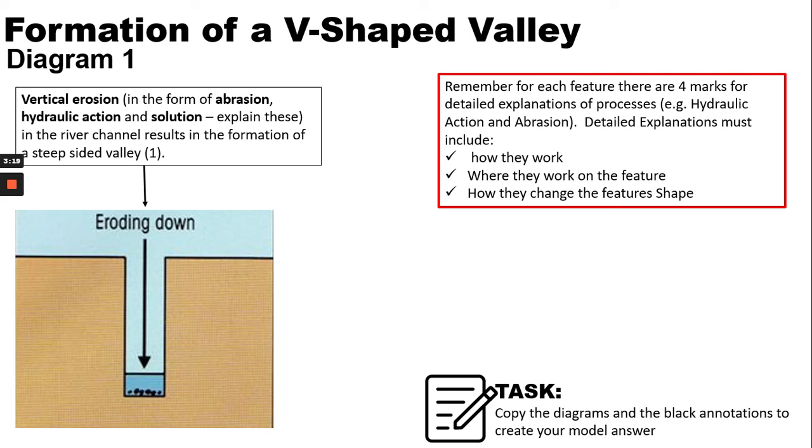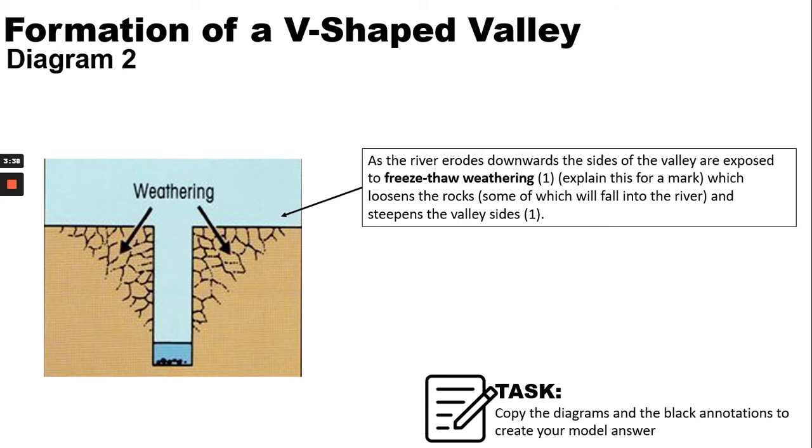And that would mainly be in the form of hydraulic action or abrasion or solution or attrition in the river channel, and that would result in a steep-sided valley. So vertical erosion, e.g. abrasion, hydraulic action in the river channel causing a steep-sided valley gets 1 mark. Okay, next diagram. So we're keeping these simple.